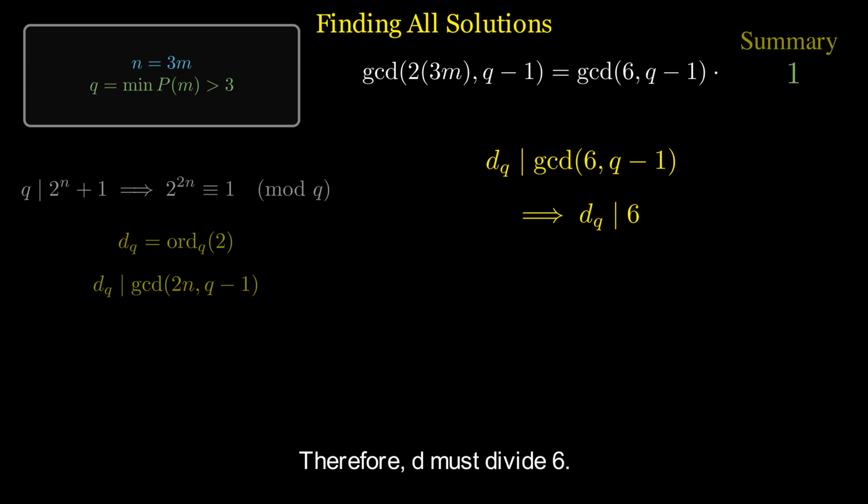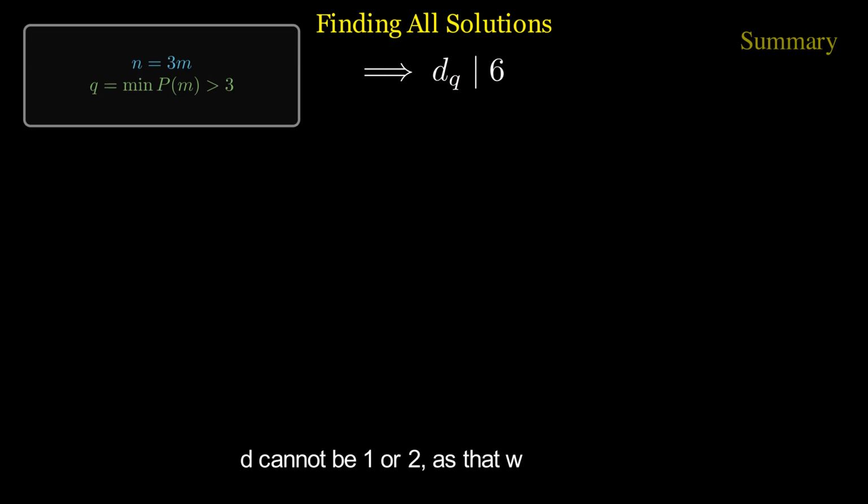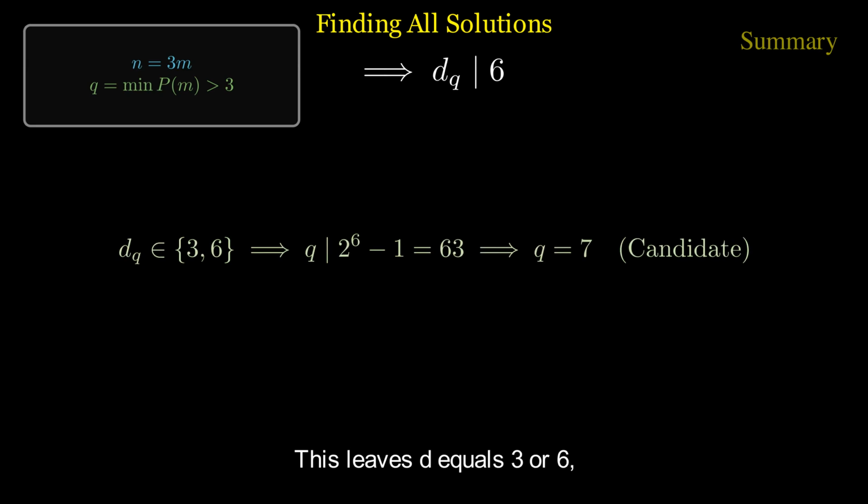Therefore, d must divide 6. d cannot be 1 or 2, as that would imply q divides 3, which contradicts q is greater than 3. This leaves d equals 3 or 6, which implies q divides 63. Since q is greater than 3, q must be 7.